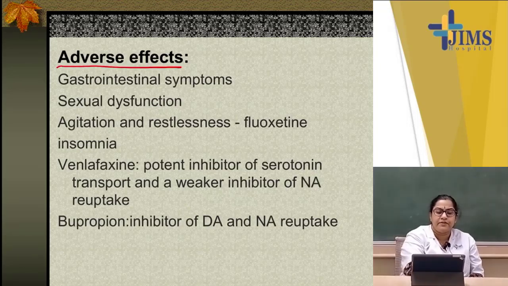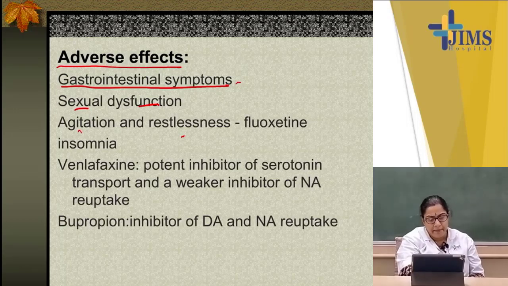So on the adverse effects, as we have seen on the GI tract, what will happen? Cramps will be there. There will be sexual dysfunction, agitation and restlessness. We have seen it occurs when it has its action on the cortex. It has to be treated with the help of fluoxetine. Insomnia, when it is having its action on the sleep centers.